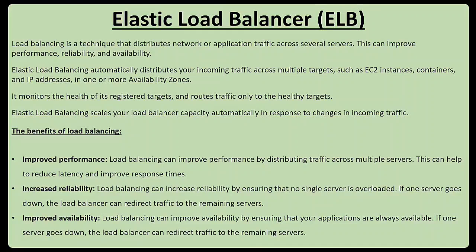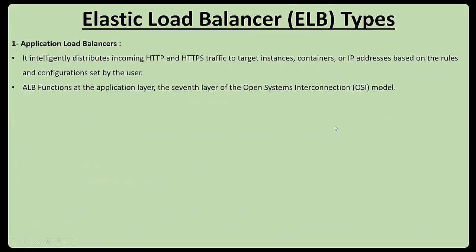So what are the load balancers you have? There are 4 types of load balancers. One is called the application load balancer. As I said, there are applications which need to be managed. It distributes incoming HTTP and HTTPS traffic to the target instances, containers, or IP addresses based upon the rules and configurations set by the users. So based upon the rules you have set, your traffic will be divided. ALB functions at the application layer, the 7th layer of the OSI model. So the top layer, the 7th layer of the OSI model, is where your application load balancer works.